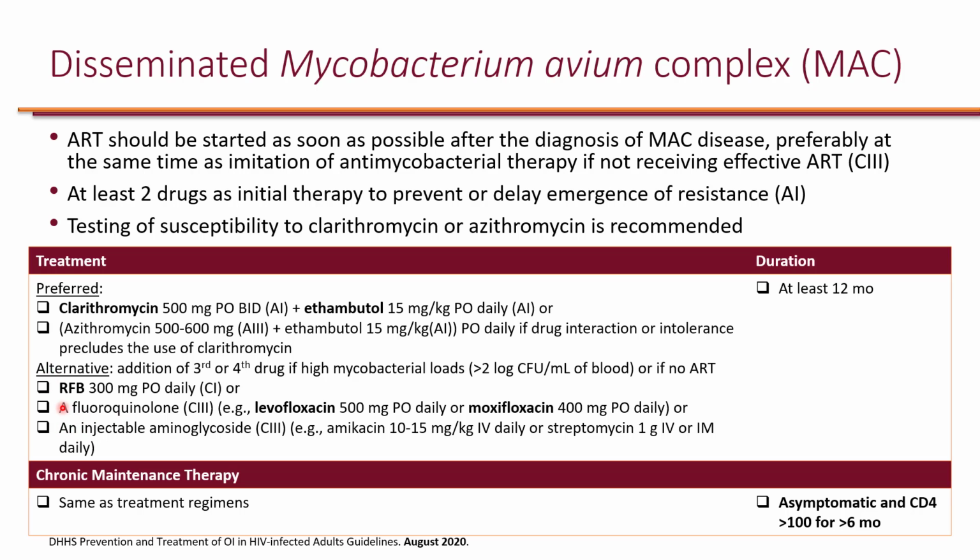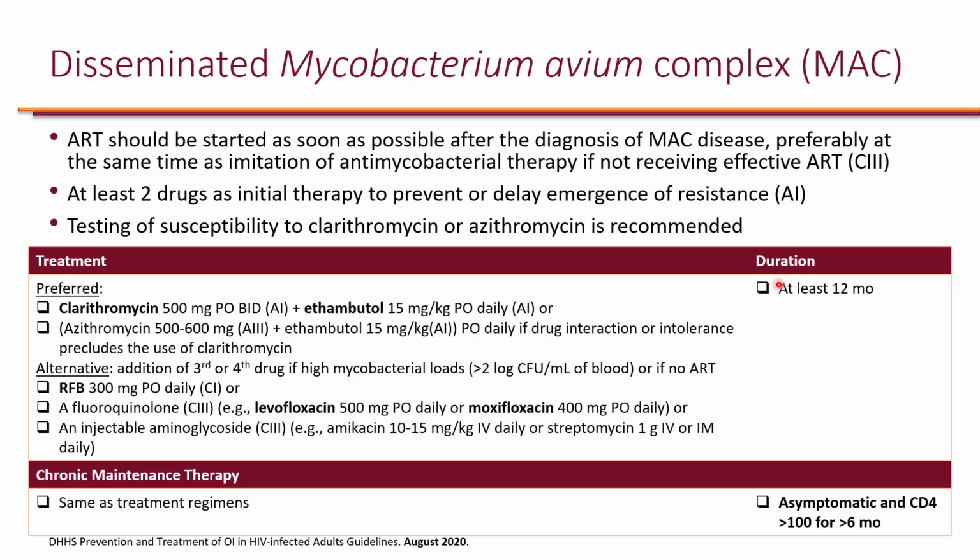And the 3rd and 4th agent would be rifabutin. This RFB is the shorthand for rifabutin. And you can also use fluoroquinolones, specifically levofloxacin or moxifloxacin, not ciprofloxacin. You can also have the option to use an injectable aminoglycoside. So amikacin and streptomycin are the ones that are typically used, not really gentamicin or tobramycin. The evidence is with amikacin or streptomycin.